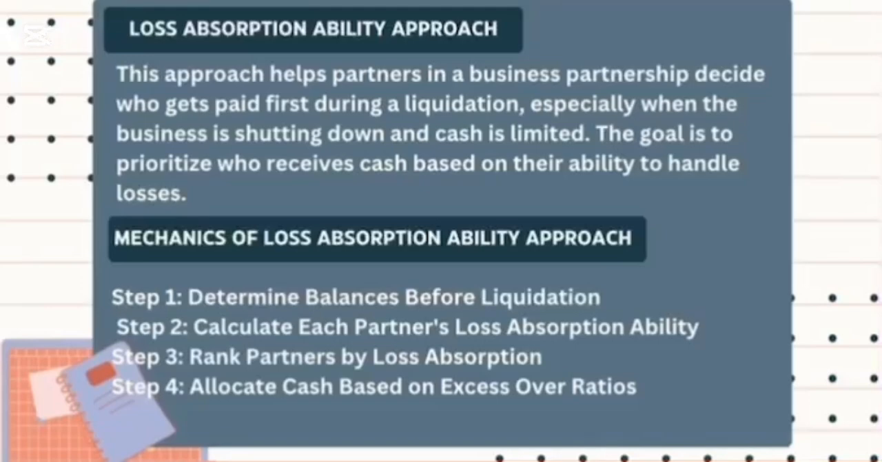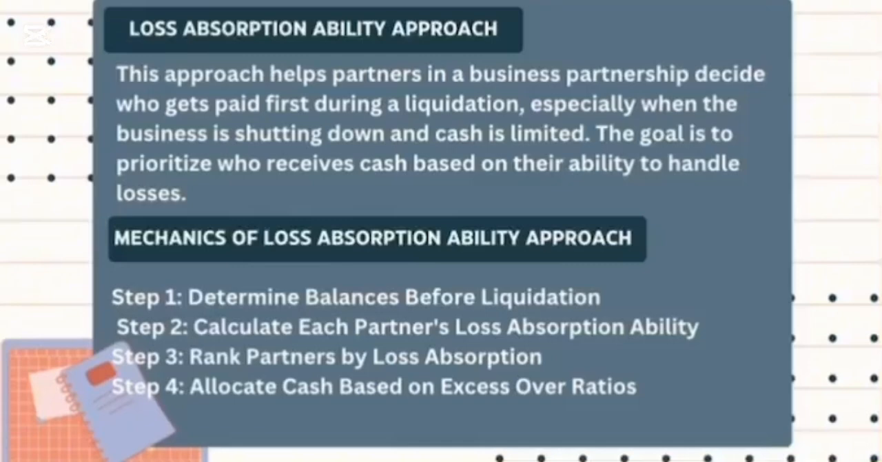And there are mechanics in the loss absorption ability approach. First is determine balances before liquidation. We look at each partner's capital and loan balances before any assets are sold off. These balances are typically from the partners' financial statements. For example, we see the balances for partners Co, Tan, and C in the table.